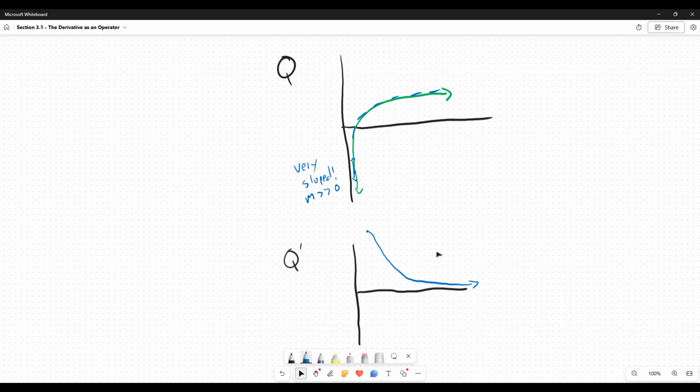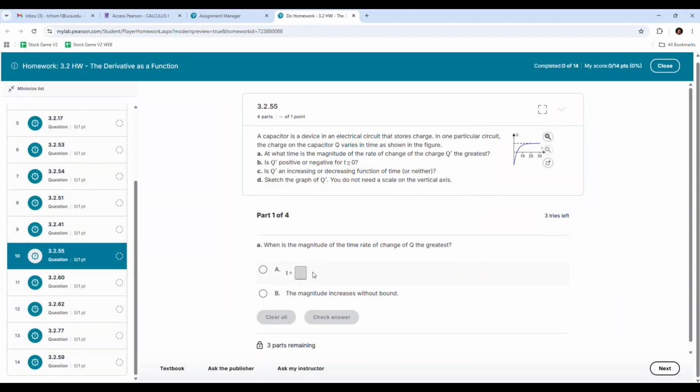Okay? So the question is, when is the greatest rate of change? As a reminder, Q prime measures rate of change, whereas Q is measuring our capacitance, which is measured in some electrical units that I'm not privy to. So, when is the rate of change greatest? It's actually going to be at time equals 0.